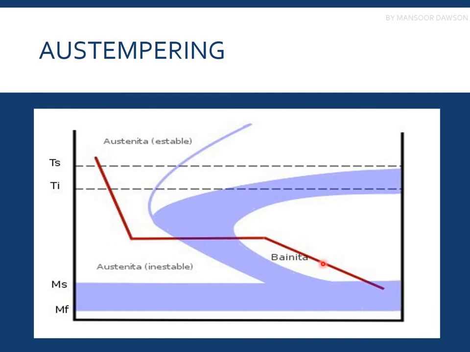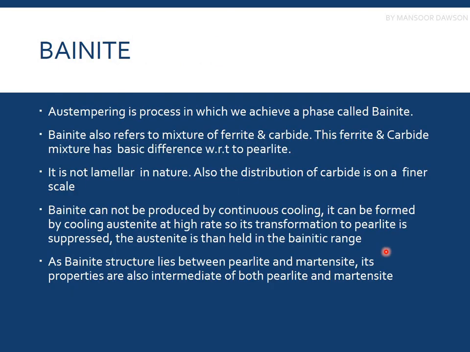Okay, so we'll be getting the bainite, and then we'll be further cooling it down with a certain cooling rate. So let's discuss bainite. Bainite is also a unique phase. Austempering is a process in which we can achieve a phase called bainite. Bainite also refers to a mixture of ferrite and carbide. Unlike pearlite, it will also have ferrite and carbide, but not cementite.